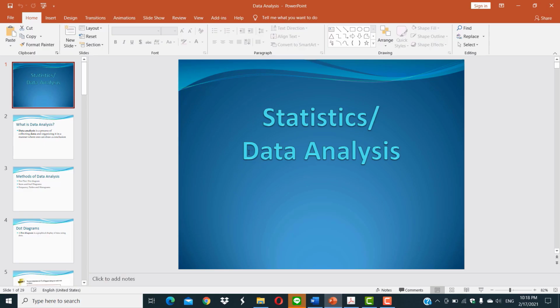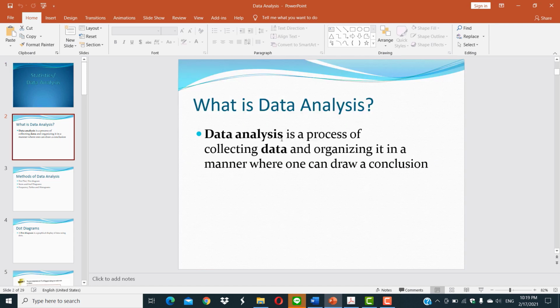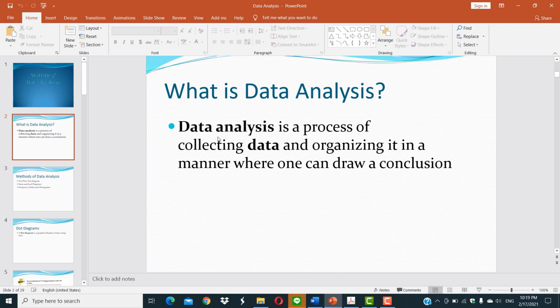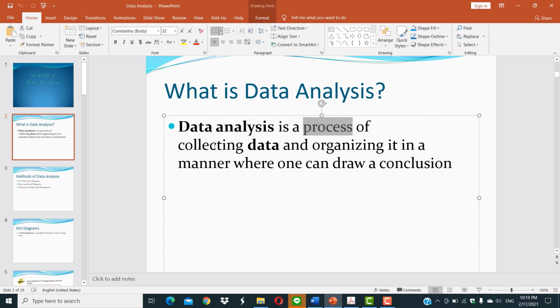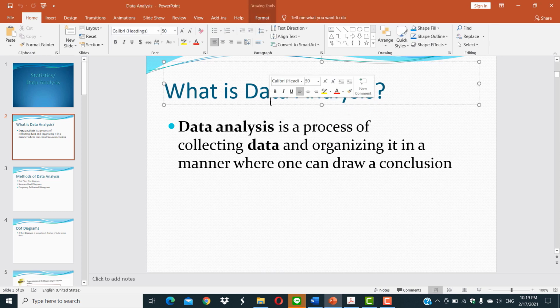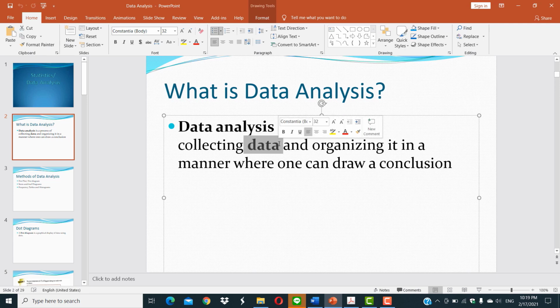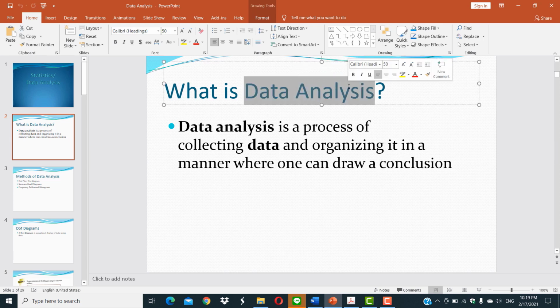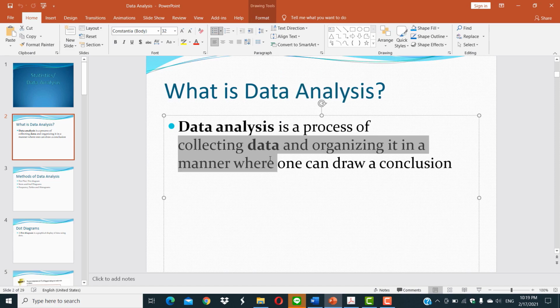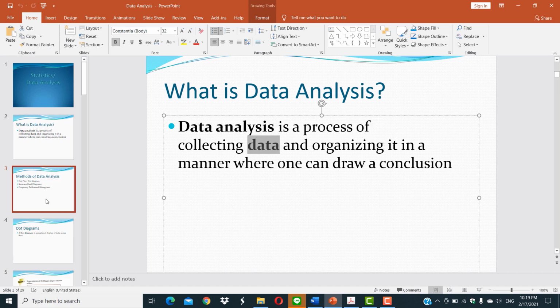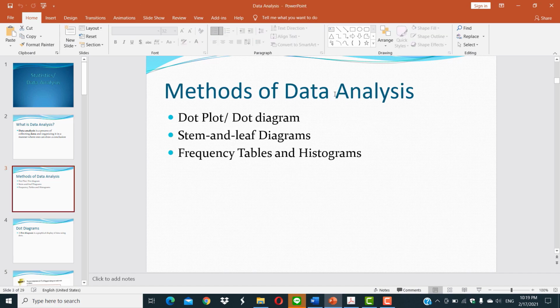Or it's also called data analysis. What is data analysis? Data analysis is a process of collecting data to reach a conclusion. Basically, data analysis is used to collect data. Now, methods of data analysis.